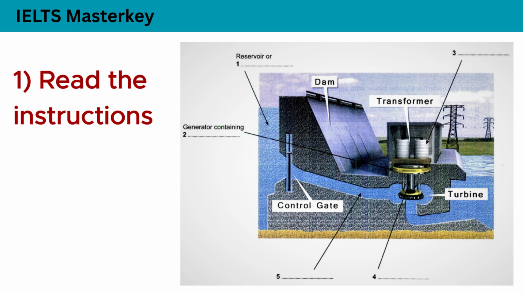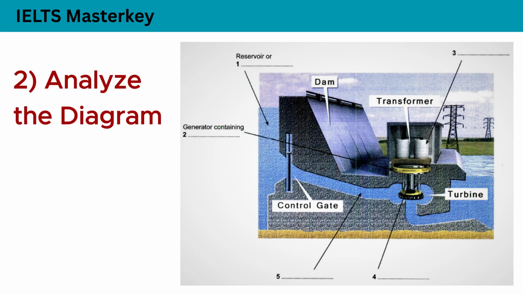Even if I don't have them here, the process is the same. Look closely at the diagram and understand what it is. This is a dam, and some parts are labeled while others we need to identify. There is the transformer. Inside it is a structure we have to label. There is the turbine, the control gate, and the reservoir behind the dam.